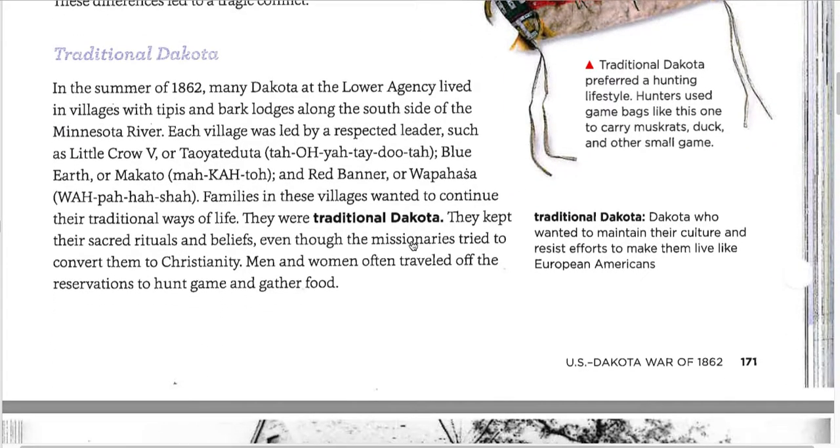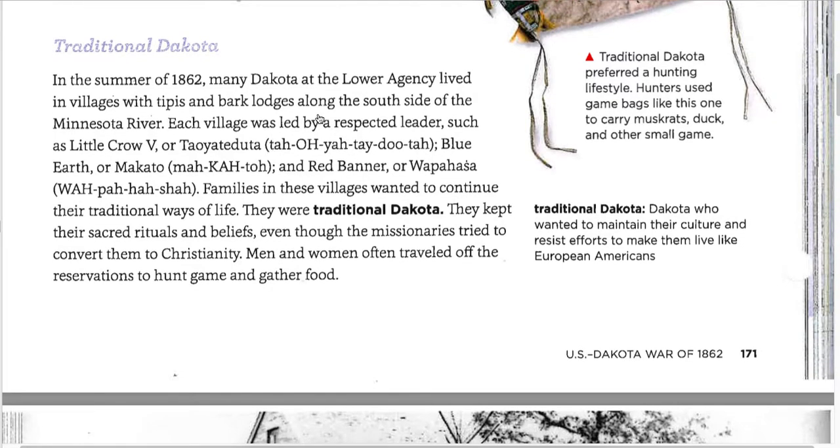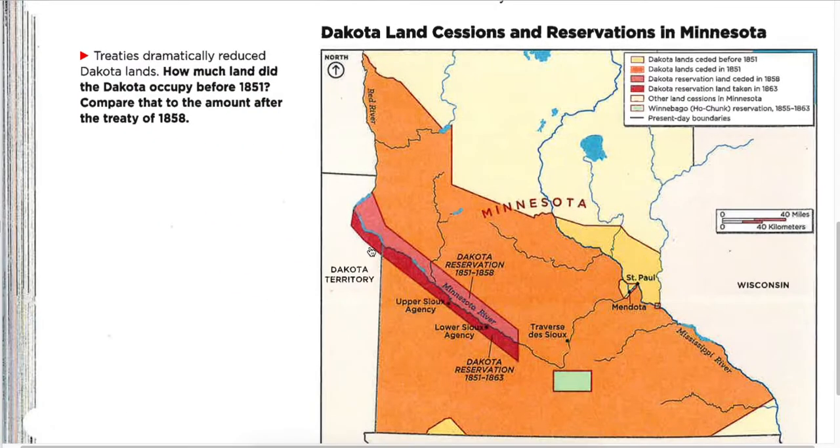On to traditional Dakota, which I will be taking notes on after I read this. So I like to read it first, and then what sticks in my head I take notes on. So term, traditional Dakota. Dakota who wanted to maintain their culture and resist efforts to make them live like European Americans. In the summer of 1862, many Dakota at the Lower Agency lived in villages with teepees and bark lodges along the south side of the Minnesota River. So looking at this, they're living in this dark red area along the south side, close to these agencies.